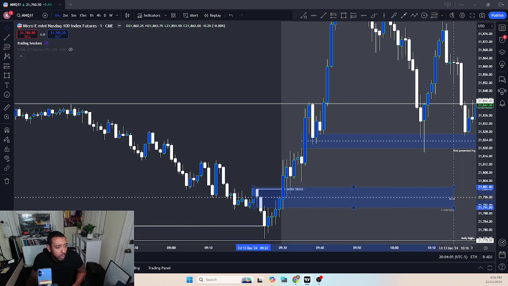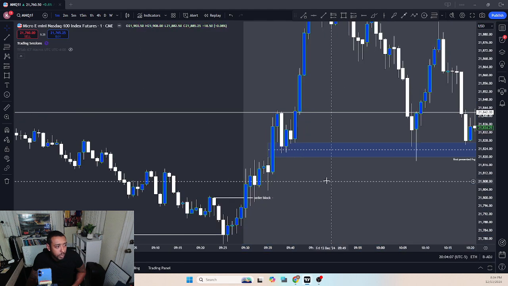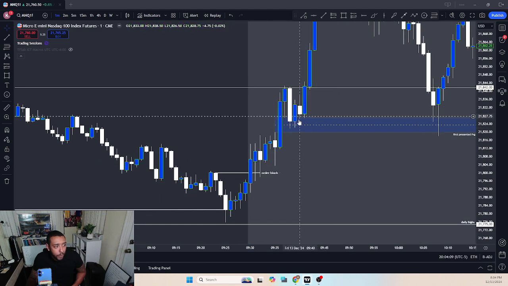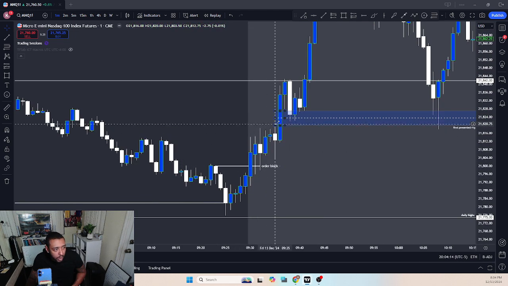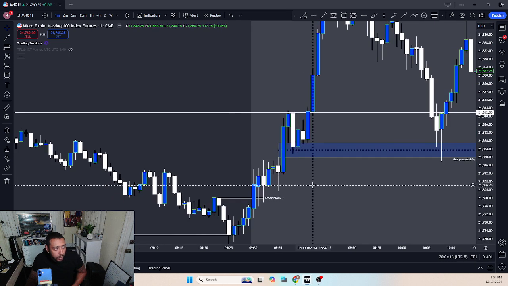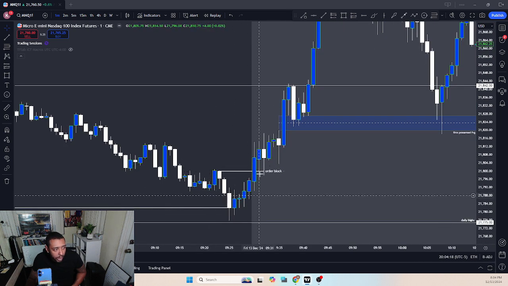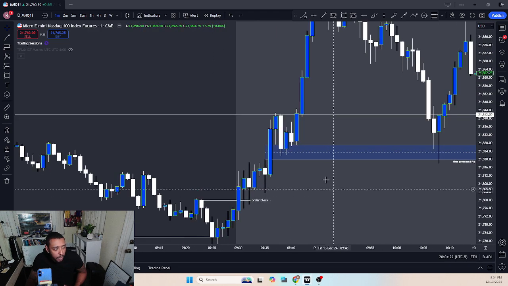I'm gonna leave this, but I might delete that too. So now we're here. This is the first fair value gap that gets presented after 9:30. There's no fair value gaps here, right? It's only just straight order flow, bullish order block coupled with the breaker after the sweep, stuff like that.